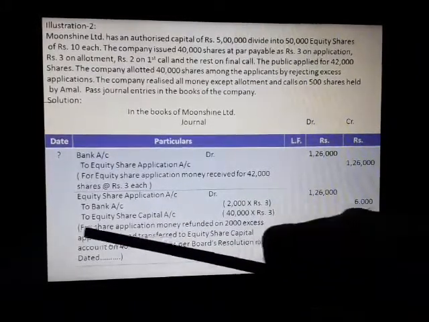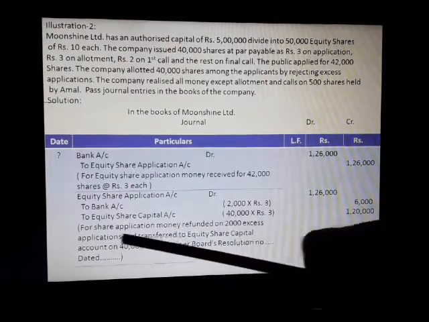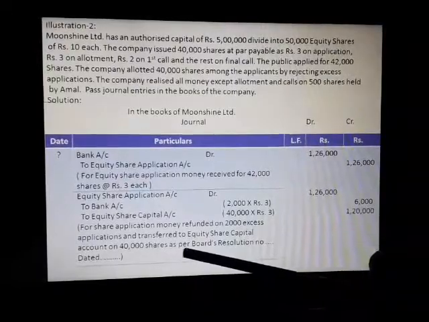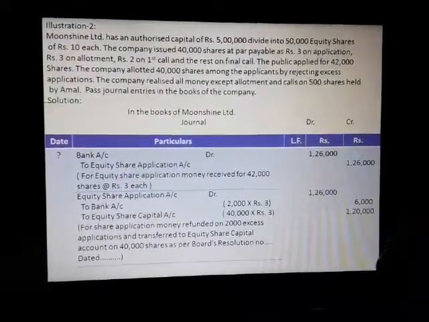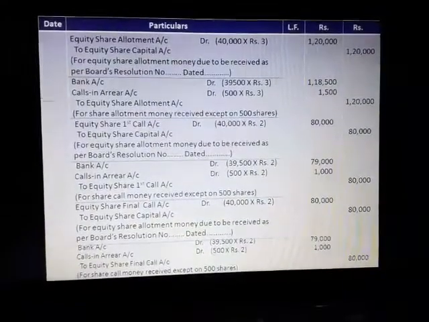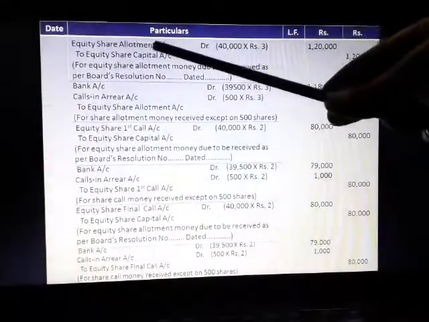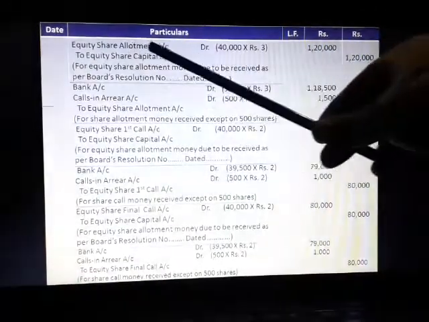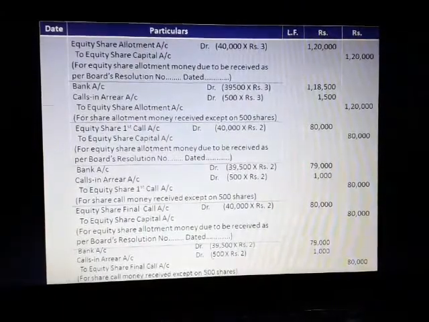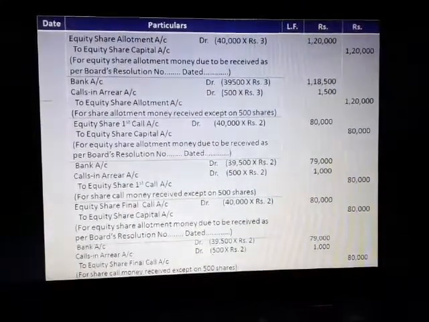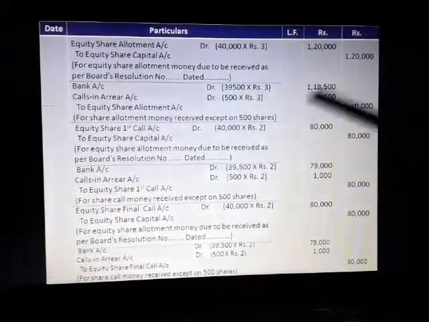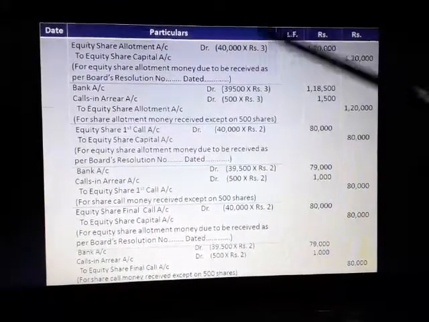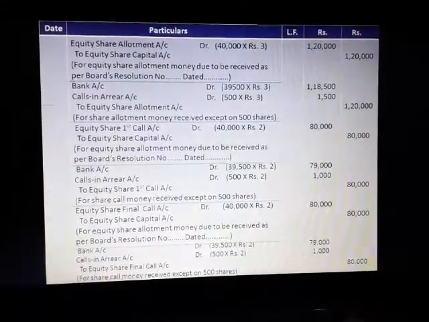So narration written here: for share application money refunded on 2,000 excess applications and transferred to equity share capital account on 40,000 shares as per board's resolution number dated. Now the equity share allotment account due. Equity share allotment account debit to equity share capital account. In respect of 40,000 shares, there is due of rupees 3 per share on allotment. So for equity share allotment money due to be received as per board's resolution number dated 1,20,000.